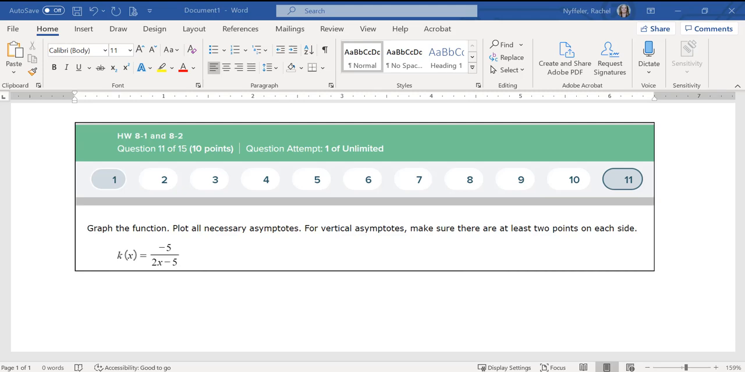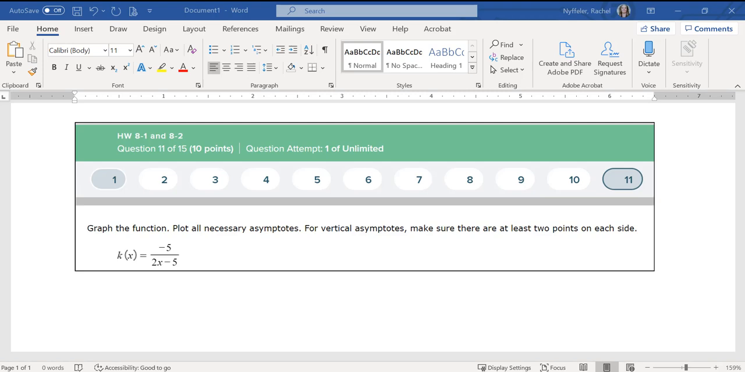Hello and welcome. I had a student ask me to help work homework 8.1 and 8.2 number 11. I'm not sure if it was the conceptual question or if it's more of an ALEKS question, but I'm going to hit on both.